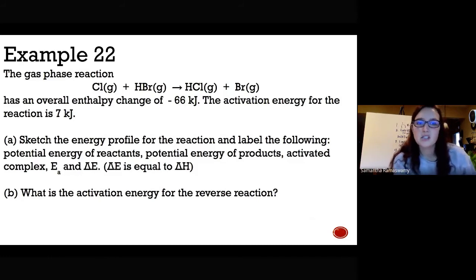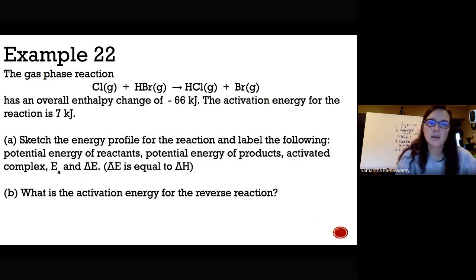So part A says, sketch the energy profile for the reaction and label the following: potential energy of the reactants, potential energy of the products, the activated complex or the transition state, EA, which is activation energy, and delta E. Now delta E is equal to delta H. So if you label it as delta H instead, that's fine. And then B asks, what's the activation energy?